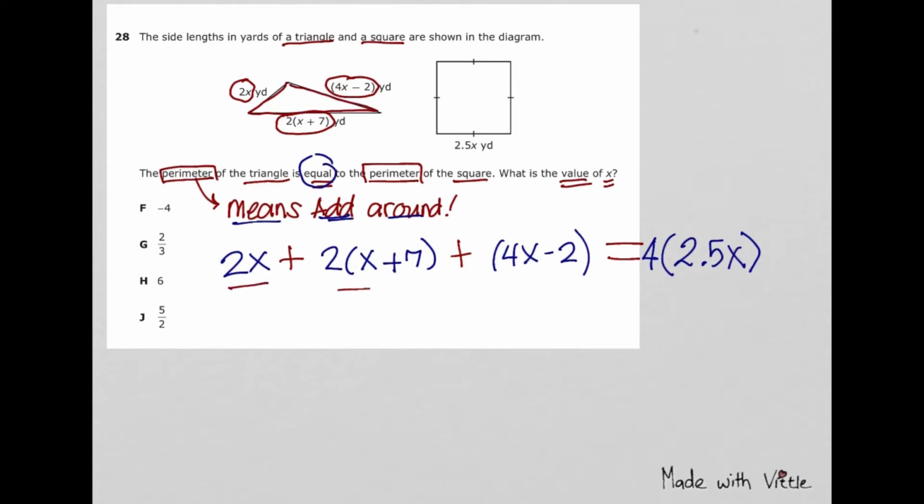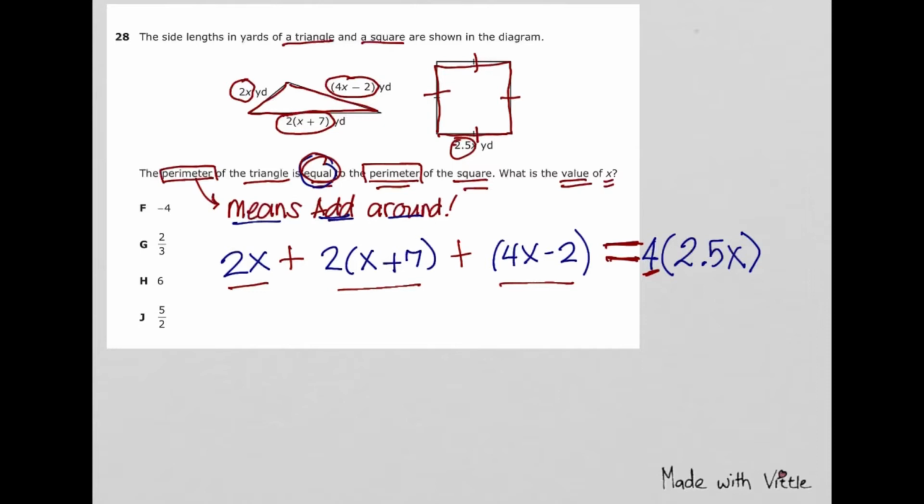So we have it down here. That will equal the perimeter of the square. The perimeter of the square will also be adding around this shape. But all sides in a square are equal, so we have to add this 2.5x four times, or you just multiply it by 4.